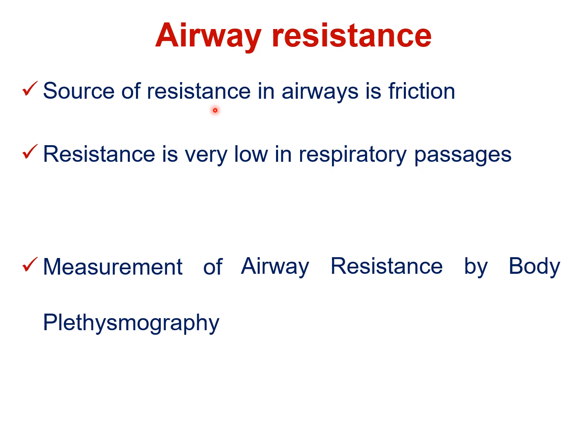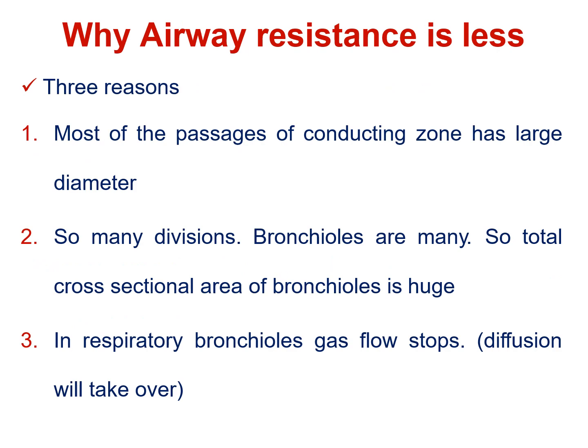So the source of resistance in airways is produced by friction. Okay, so this is the source of resistance in airways. Resistance is very low in respiratory passages. It is because of terminal bronchioles, which are very high in number and have a large cross-sectional area, so there will be very low resistance. This airway resistance is measured by an instrument, body plethysmography.